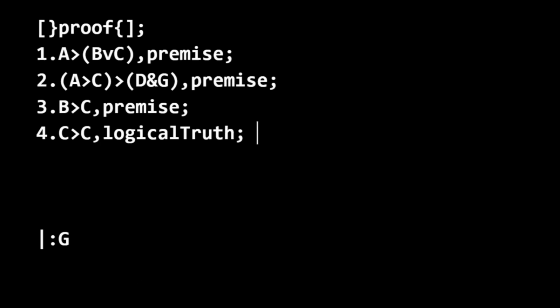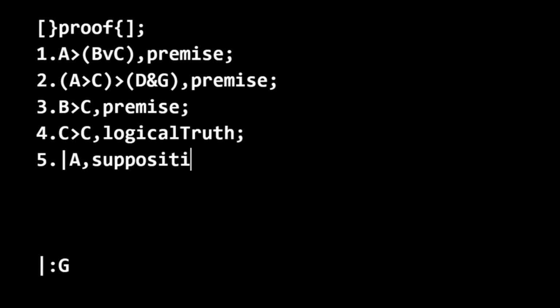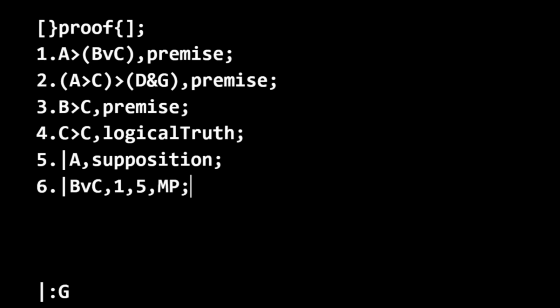So notice that when we are operating at the material level, we can take a logical truth like P only if P, and we can replace P with any statement. And so we can make it into C only if C. And then we want to create a conditional proof segment by supposing A, and looking at lines 1 and 5, we can get B or C, from lines 1 and 5 by modus ponens.